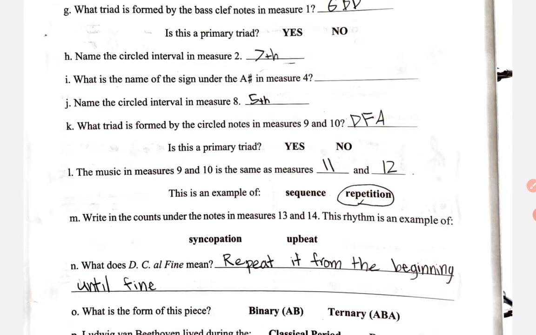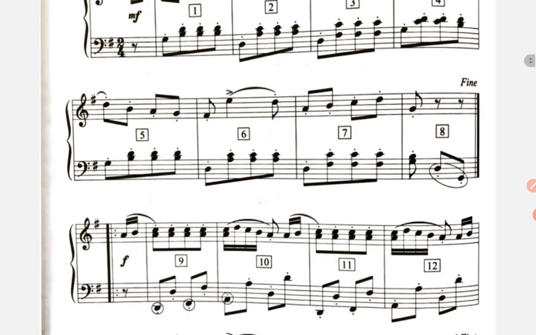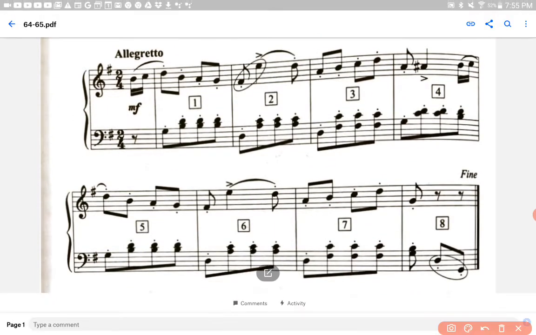Name the circled interval in measure 8. It's a fifth. Yes, that's correct. What triad is formed by the circled notes in measures 9 and 10? You said D, F, and A. First of all, it's not going to be D, F, and A. It's going to be D, F sharp, because you're in G major, right? And you have F sharp, right? Let's look again.